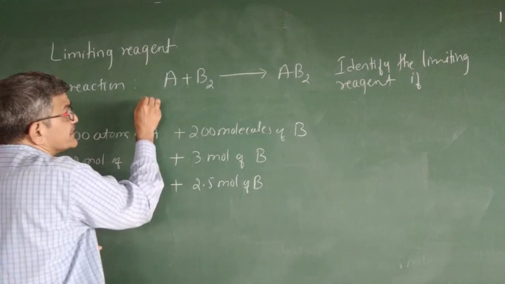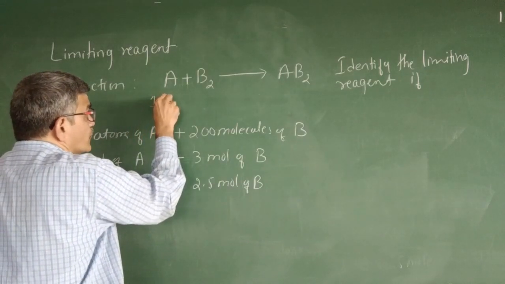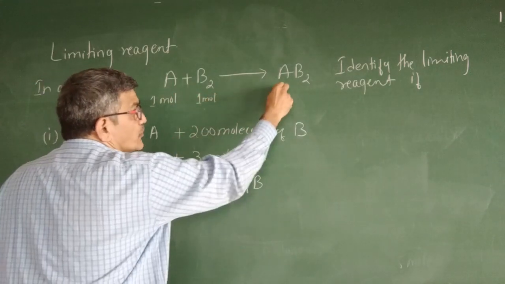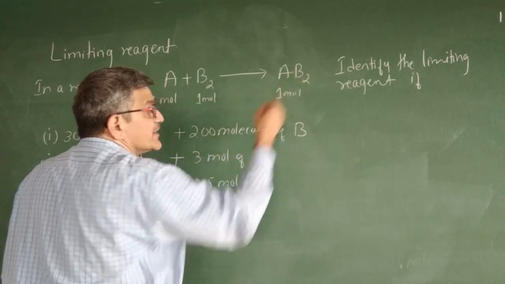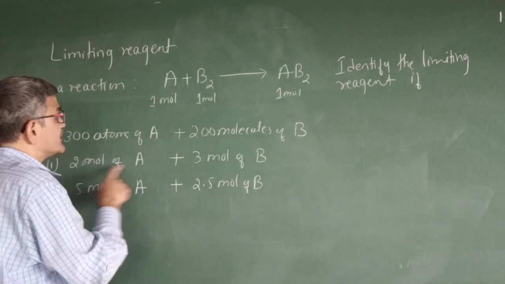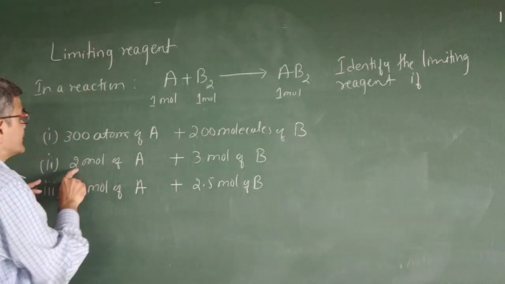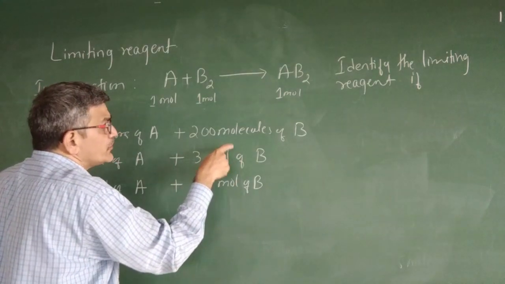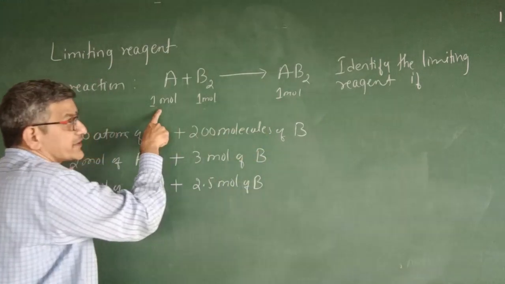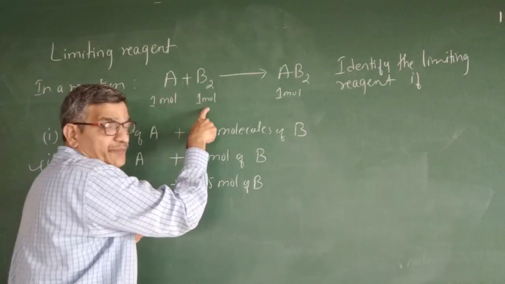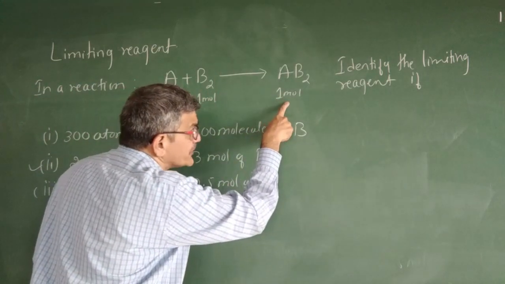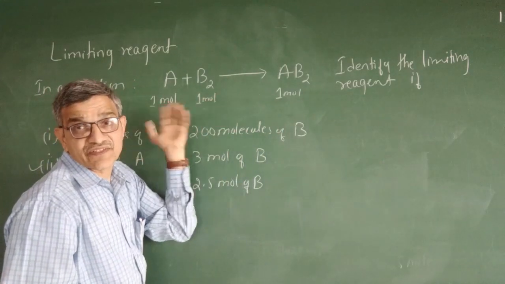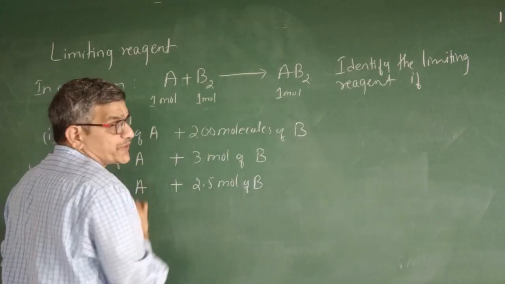If you observe here, 1 mole of A and 1 mole of B gives you 1 mole of AB2. But in moles we cannot compare this directly. So for the second one, 2 mole of A, how many mole of B should there be? If you observe here, 1 mole of A combines with 1 mole of B and gives 1 mole of AB2. That is, if the moles are equal, it is called stoichiometry balanced. This is a balanced equation. Stoichiometry is balanced.